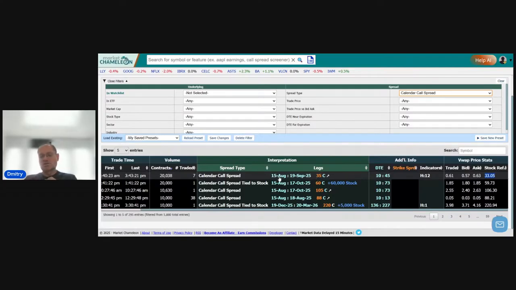Why? Because at 35, this August 15th call that you sold becomes worthless, right? So whatever you sold it for, you collected that premium, and then you're left over with the September 19th 35 call. And when the stock is right at the money, that's where your time premium is the highest, right? Because that option is all premium. It's not in the money anymore, so it's all premium.